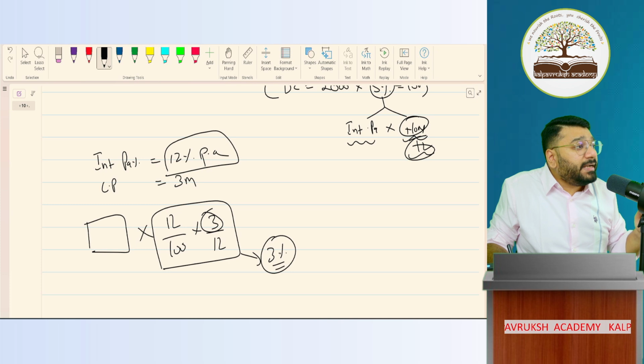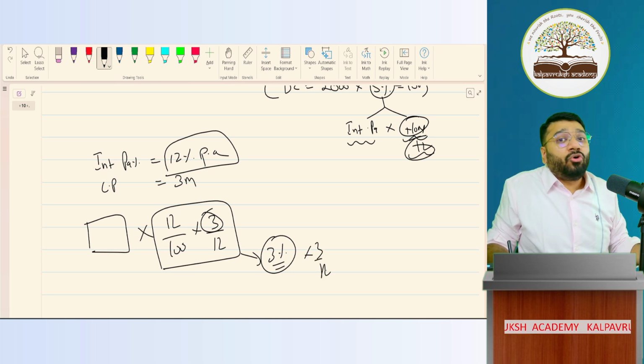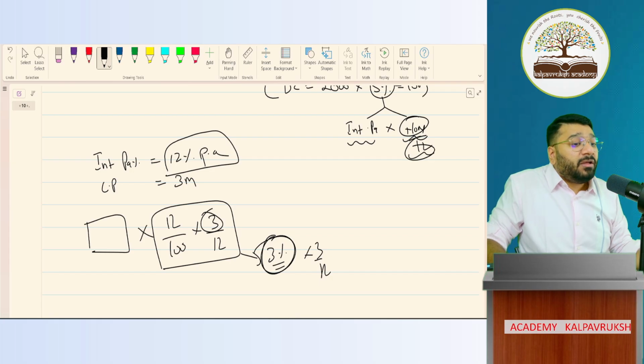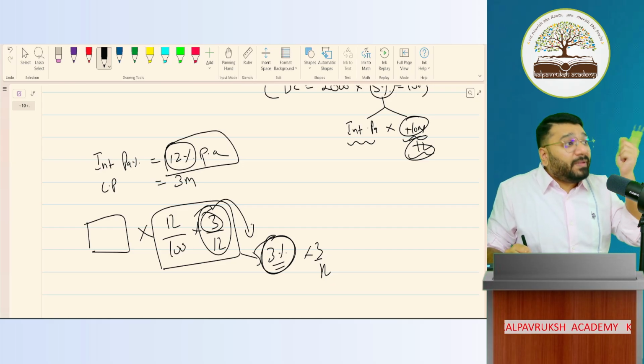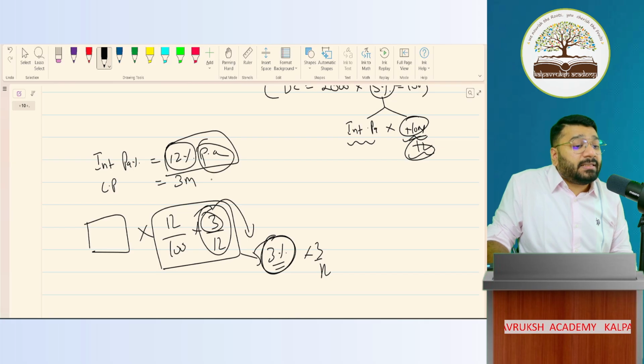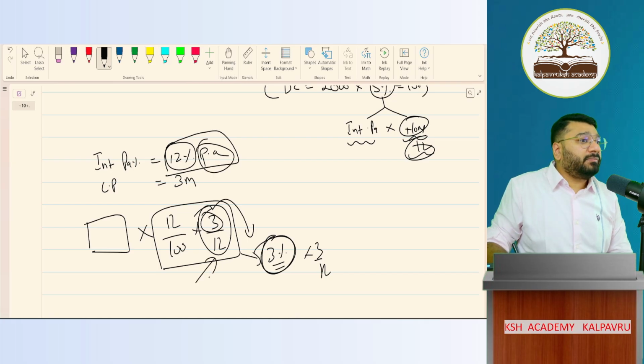So with the 3%, will you again do 3 by 12? No, because in the 3% the time period is already multiplied. With the original interest per annum, the time period is multiplied, then I got this percentage. So when the interest is given with the word per annum, you have to multiply the time period.